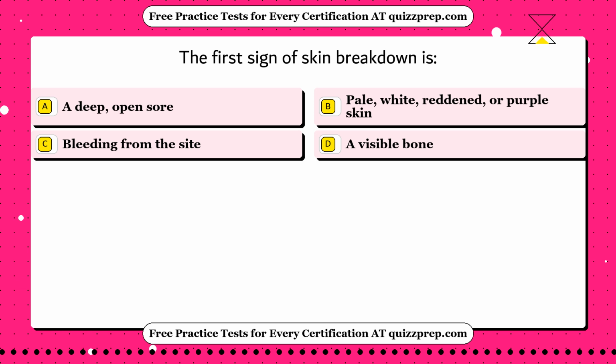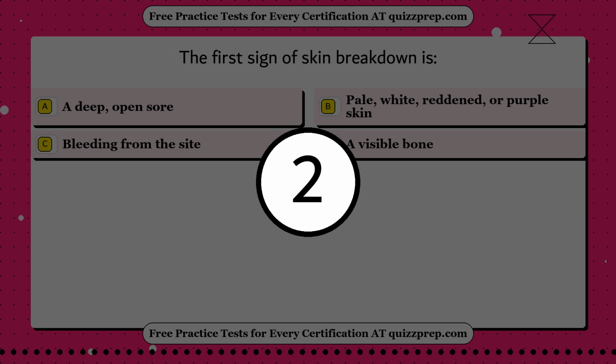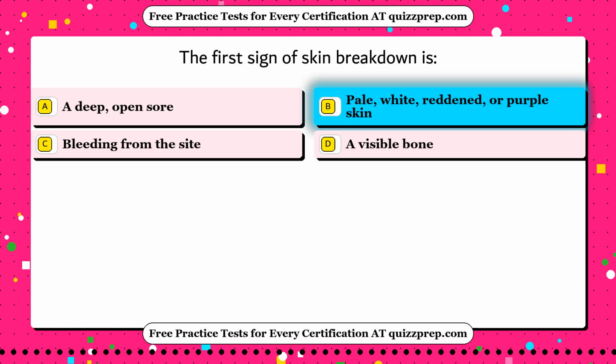Option B, pale, white, reddened, or purple skin. Option C, bleeding from the site. Option D, a visible bone. The correct answer is option B, pale, white, reddened, or purple skin.